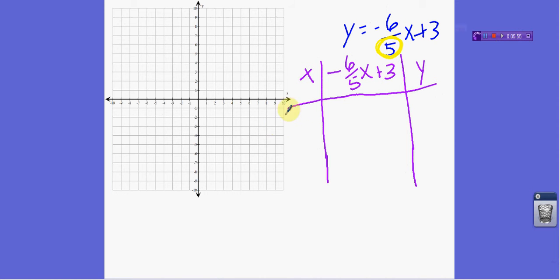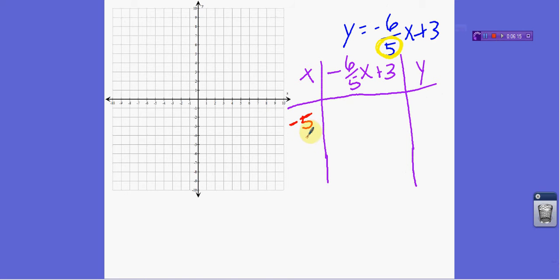Okay, since I have a fraction, I want to focus in on that bottom number, and that tells me that I want to start with my first number being that same number, but I want to make it negative. The reason I'm picking that is that it'll help me avoid fractions in my y column over here. That's really the only reason I'm doing that. So I have negative 5.